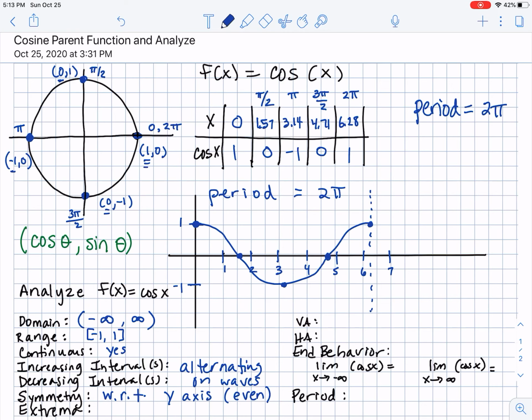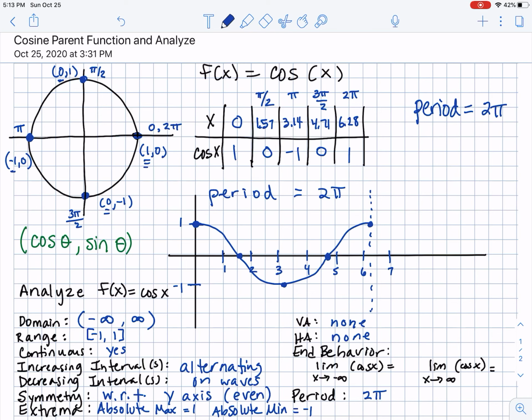Does it have extrema? Well, yes, it does. It has an absolute max at 1. And it has an absolute minimum at -1. So your wave is going to bounce between -1 and 1. Okay, it's going to alternate increasing and decreasing between those y values. Period, we've already talked about that. That's 2 pi. Vertical asymptotes, there aren't any. None. Horizontal asymptotes, there aren't any. So none.